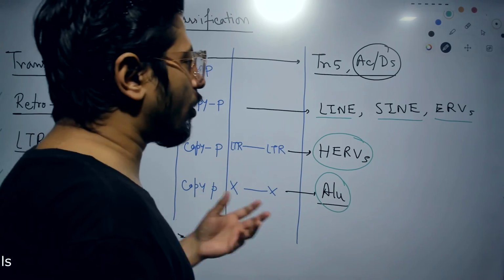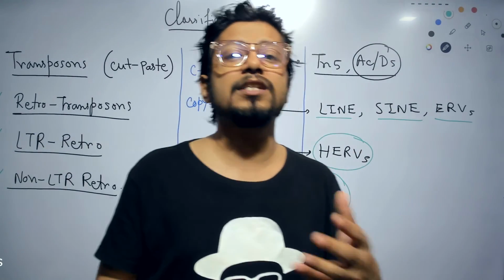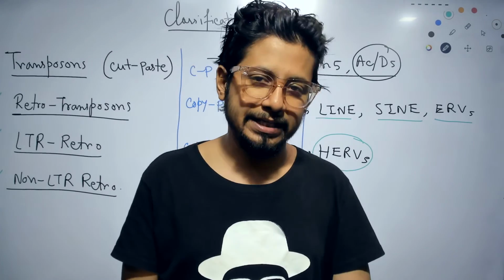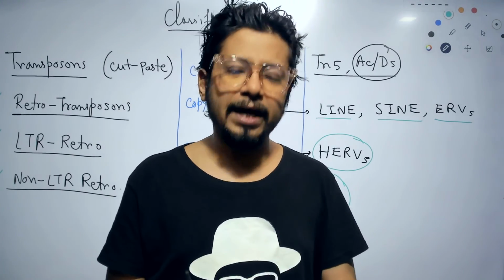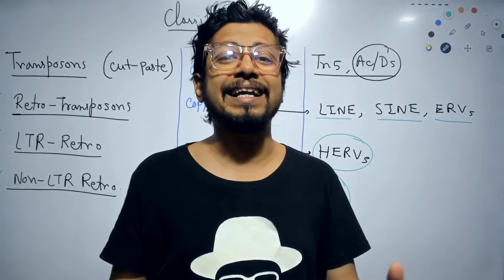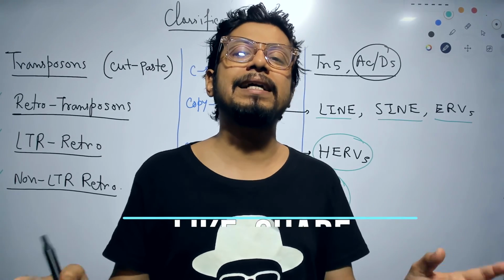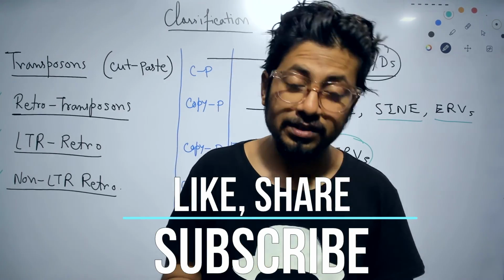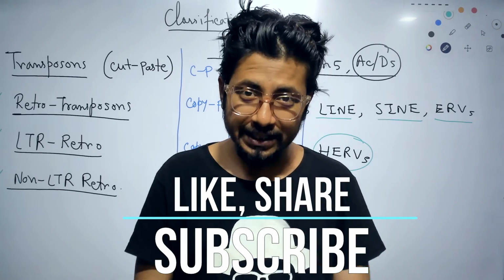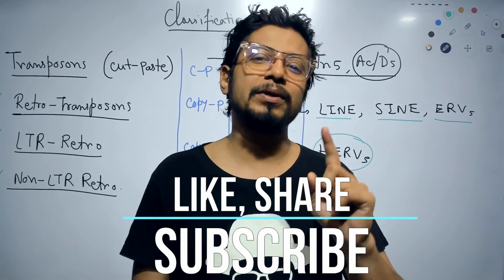So these are all the different types of transposable elements that we can find in our body, and also all the other examples. I believe you have a clear idea about the transposable elements, transposons, the mechanism of action, and what they are with their examples.